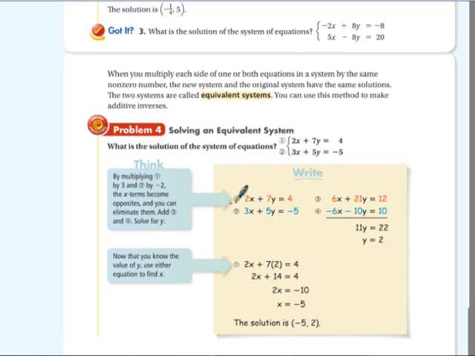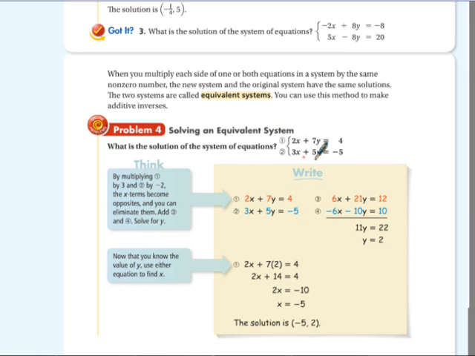Equivalent systems. Let's word this differently. When you multiply each side of one or both equations in a system by the same non-zero number, the new system and the original system have the same solutions. So the two systems are called equivalent systems. You can use this method to make additive inverses. All this means is that we can change the way these look so that we can then eliminate.